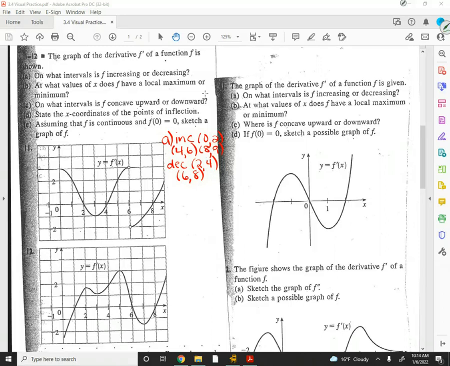Okay, then for B, the extrema. Right here at 2, it switches from positive to negative, so that's going to be a max. Are there any others that go positive to negative? This is a trick question. Well, that switch, negative to positive. Any other that go positive to negative?